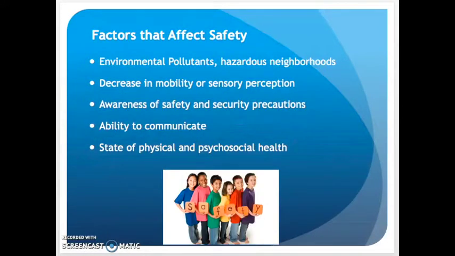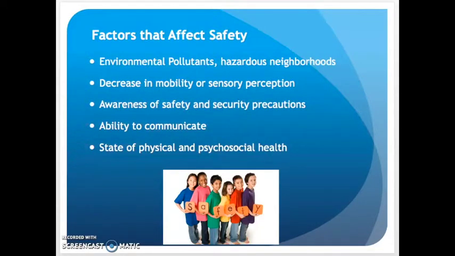On the next slide, we see some other factors that affect safety. There are environmental pollutants, such as air pollution, mold, asbestos, radon, carbon monoxide, and lead, that can be found in hazardous neighborhood situations. There's also water contamination from industrial and agricultural waste, noise pollution that can cause hearing loss, stress, hypertension, and loss of sleep, and soil contamination from pesticide use and improper waste disposal.